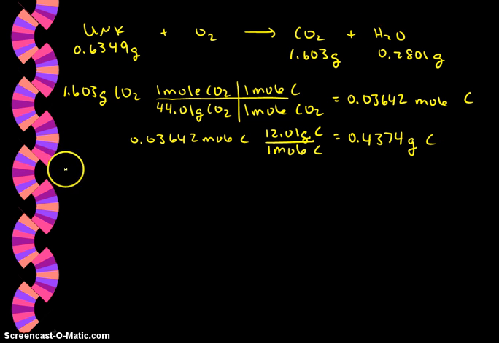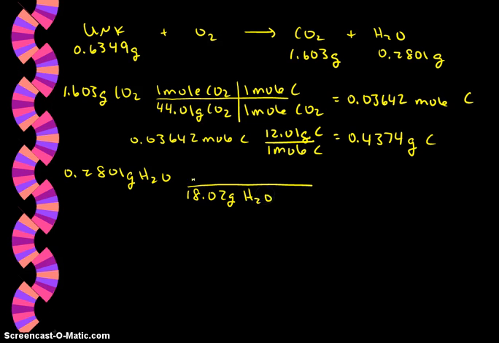And we're going to do the same kind of calculation. We have 0.2801 grams of water. We're going to be able to convert that to moles of water and then moles of hydrogen. So 18.02 grams of water is equal to 1 mole of water. And then based off the formula, 1 mole of water has 2 moles of hydrogen. And that comes from that H2O formula for water.